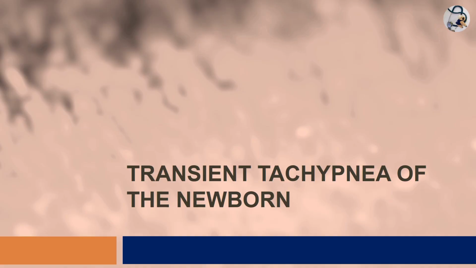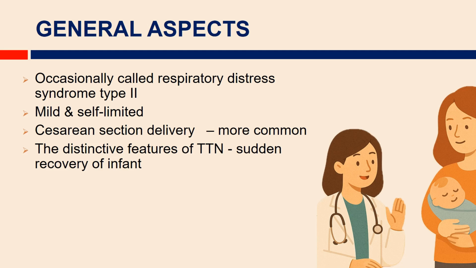Okay, now I'll talk shortly on transient tachypnea of the newborn. So what is this? This is a benign, self-limiting cause of respiratory distress in term or near-term newborns, and this occurs due to delayed clearance of the fetal lung fluid. Occasionally, this is also called respiratory distress syndrome type 2. Respiratory distress syndrome type 1 is hyaline membrane disease, which occurs due to deficiency of surfactant. And this is a mild and self-limiting cause, as I already said.